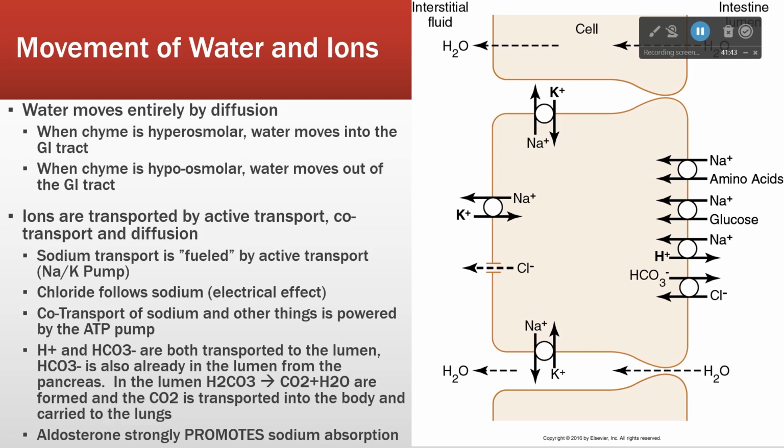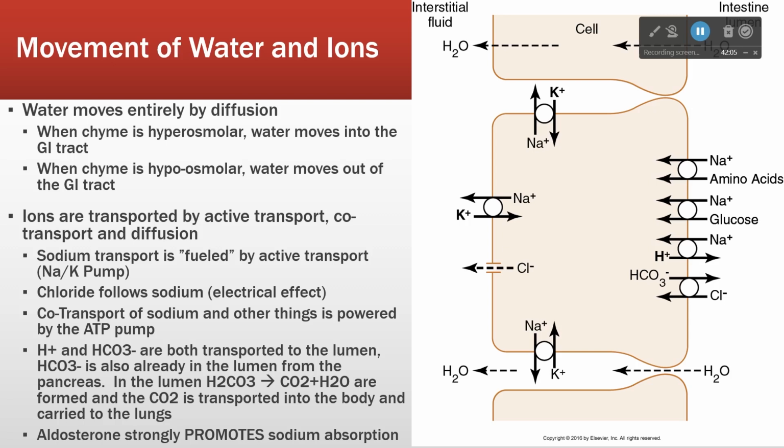We got to talk about hydrogen ion and bicarb. This is a rare example where we see both going in the same direction, right? We've seen these move a lot, but usually they go in different directions. Here's an example where they're going in the same direction. Okay, so bicarb is being pumped out in exchange for chloride. Hydrogen ion is being pumped out in exchange for sodium.